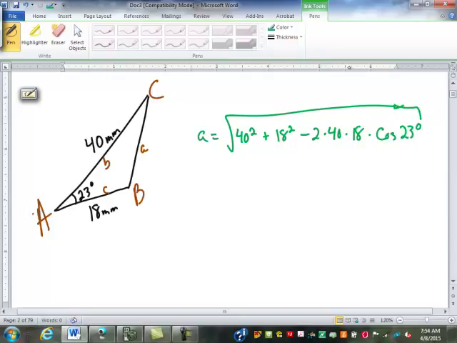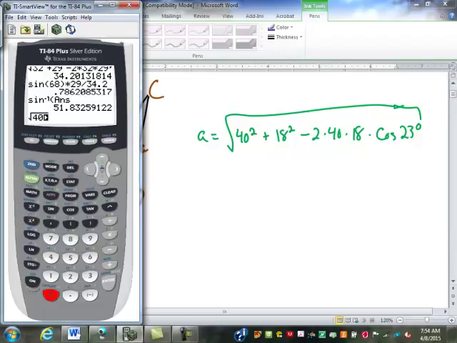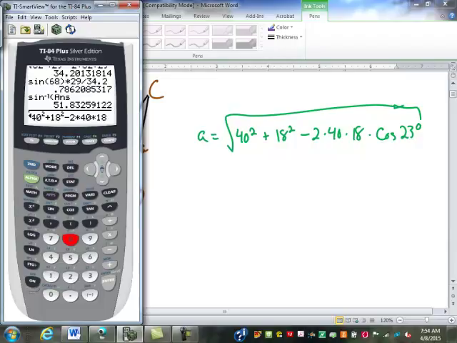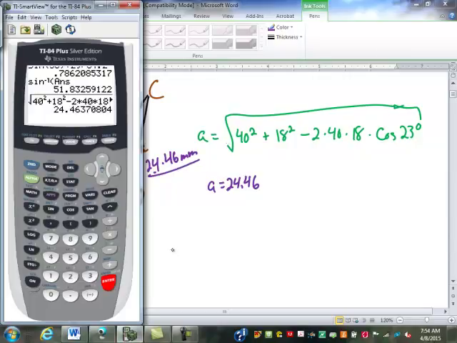Perfect. So let's punch that in and see what pops up. So the square root of 40 squared plus 18 squared minus 2 times 40 times 18 times the cosine of 23 degrees, closed up. 24.46 is A. So 24.46 millimeters. From here, what should we do next?